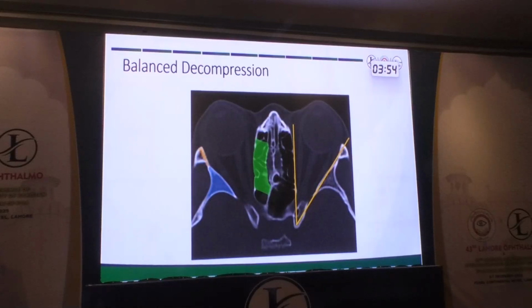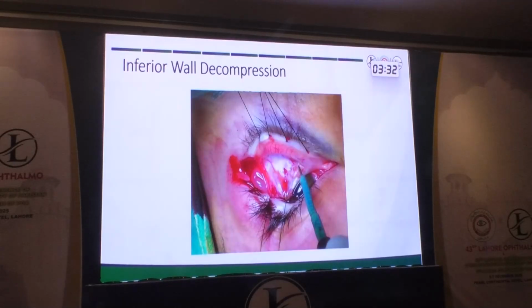So orbital decompression changes the position of the eyeball, as I said before. So when we do the lateral decompression, the eye goes back and laterally. And when we do the medial decompression, the eye goes medially. If we combine them together, which is called a balanced decompression, we have a better axial correction of proptosis.